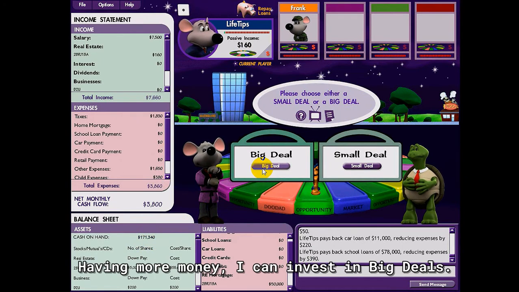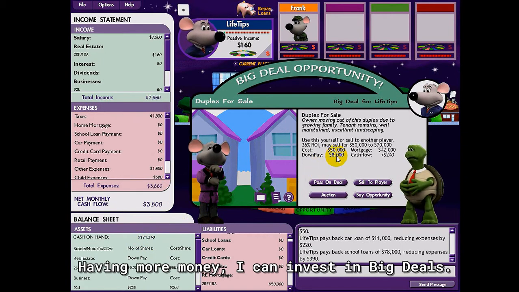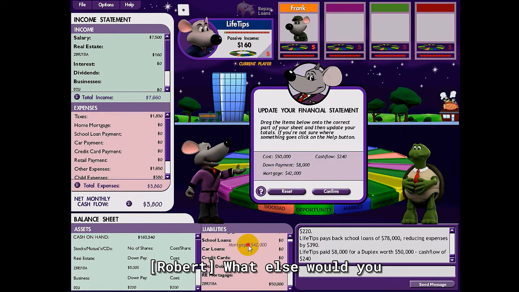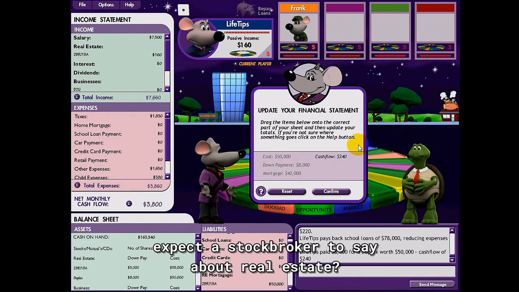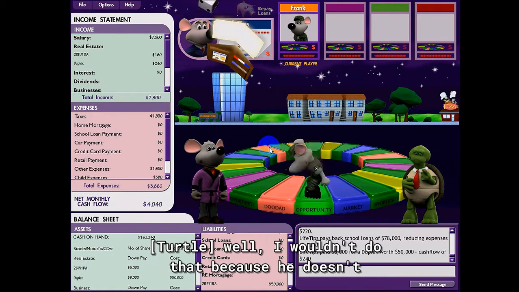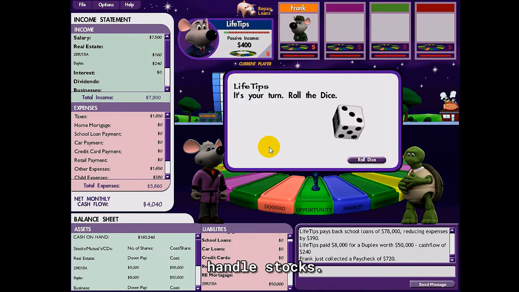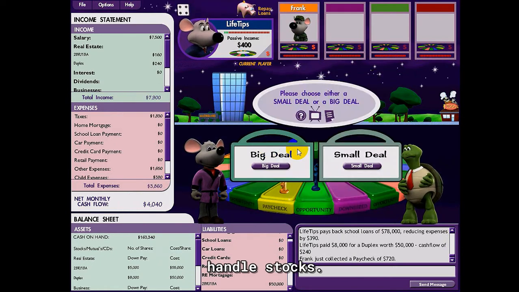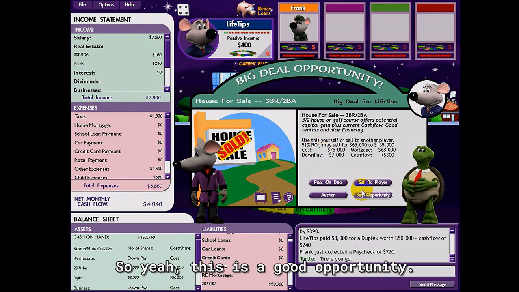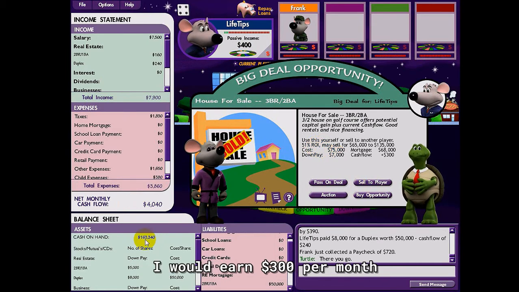So I have more money, I invest in a big deal. My stockbroker says that investing in real estate is risky. What else would you expect a stockbroker to say about real estate? Why don't you ask a real estate broker what he thinks about stocks? Well, I wouldn't do that because he doesn't handle stock. Oh, got it. There you go. Thank you. So yeah, this is a good opportunity.